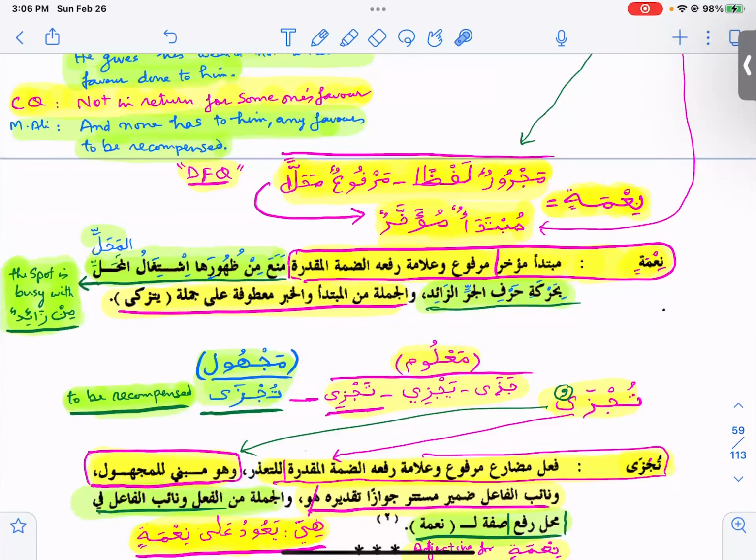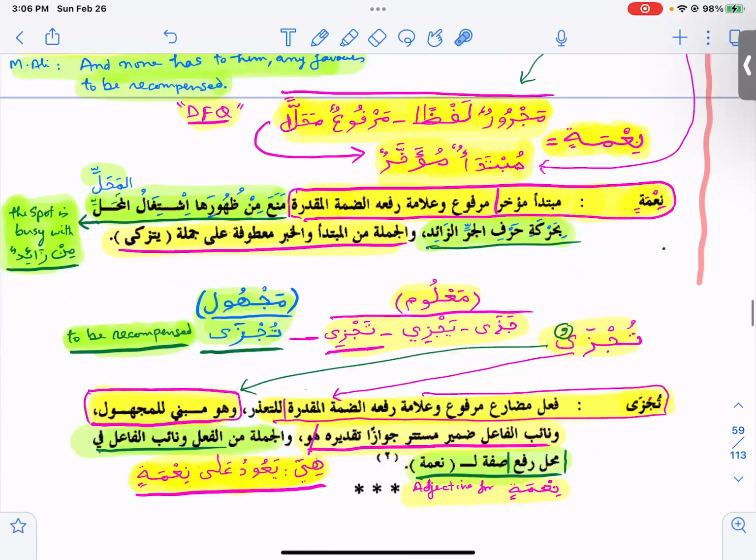Jumlatun min mubtada wa khabar ma'tufun ala jumlatun yatazakka. No, goes to yatazakka. Tujza, my brother and sister. Jaza, yajzi, tajzi. This is ma'lum, regular. Tujza became majhul. How did it become majhul? Tajzi became tujza. To be recompensed.